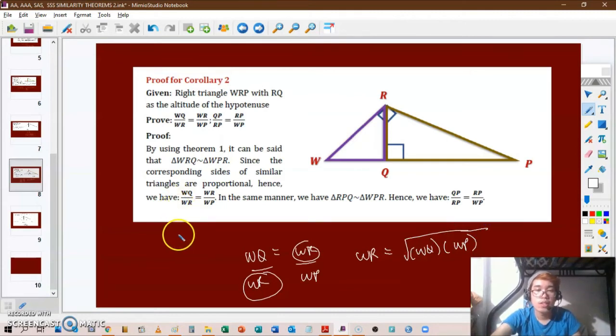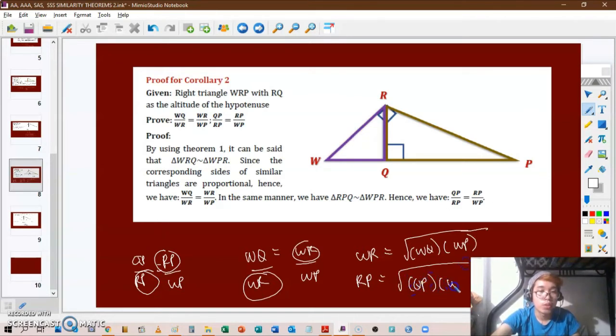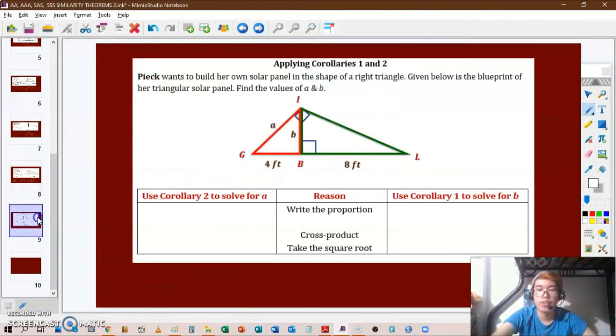And also, we can say here QP all over RP is equal to RP all over WP. So that must mean that RP is equal to the square root of QP multiplied by WP. So that's the second corollary for you.